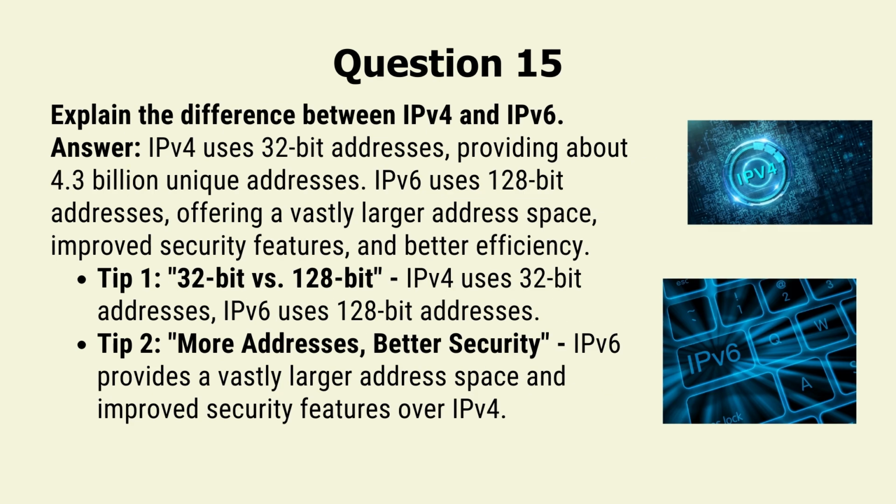Finally, explain the difference between IPv4 and IPv6. IPv4 uses 32-bit addresses, providing about 4.3 billion unique addresses. IPv6 uses 128-bit addresses, offering a vastly larger address space, improved security features, and better efficiency. Remember, IPv4 is 32-bit versus 128-bit for IPv6, which means more addresses, better security.